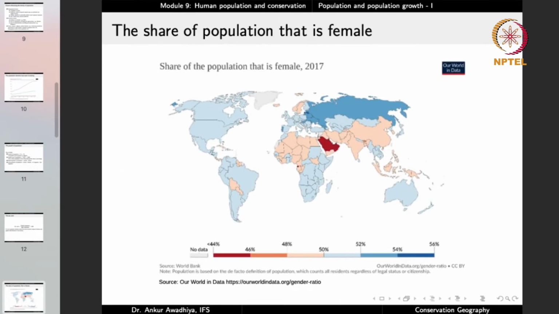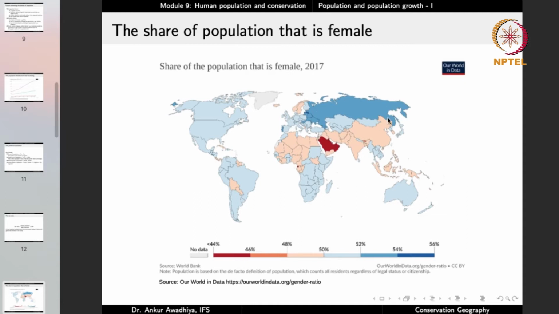And around the world, we'll find that the sex ratio varies a lot. Now, this map is showing the share of the population that is female, which is another way of telling the sex ratio. In certain areas, we find that less than 46% of the population is female. Whereas in a large portion of the world, we will find that the number is close to 50%. Which is what should be.